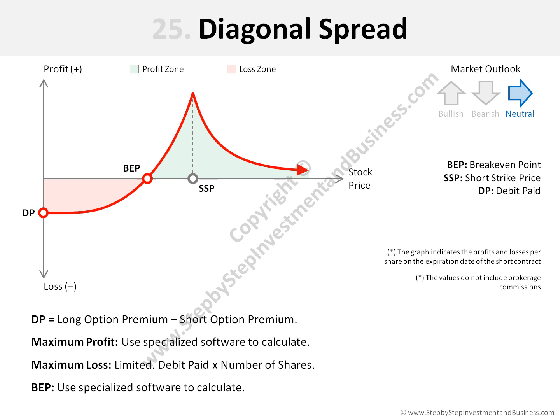On the other hand, the maximum loss that we are exposed to is limited. The most we can lose is equal to the debit paid multiplied by the number of shares. Regarding the break-even point, we must also use specialized software for calculation. The break-even point defines the profit and loss zones. In our case, for stock prices lower than the break-even point, we are in a losing situation. In contrast, for stock prices higher than the break-even point, we are in a profitable situation.